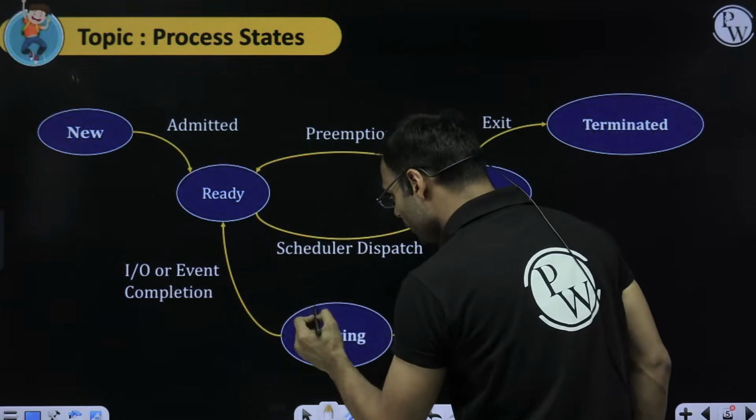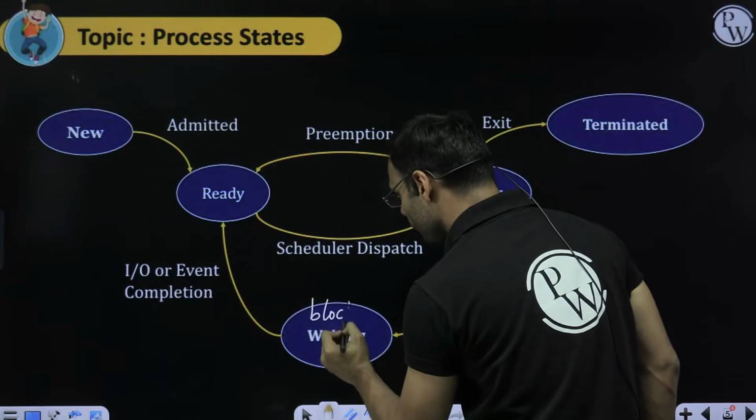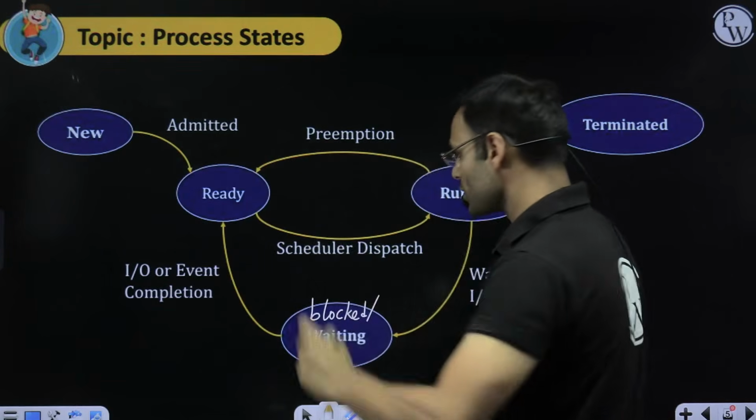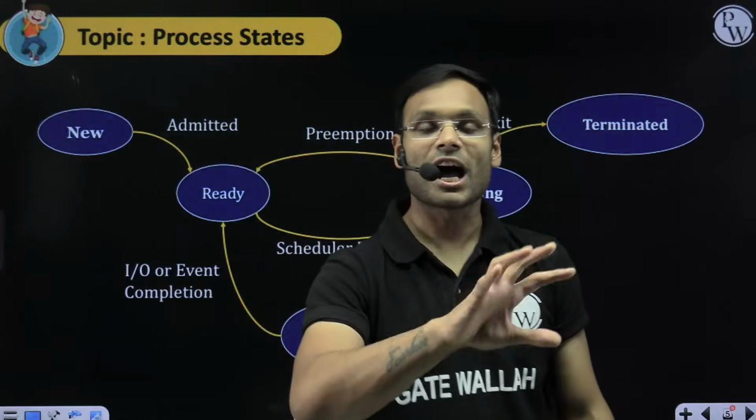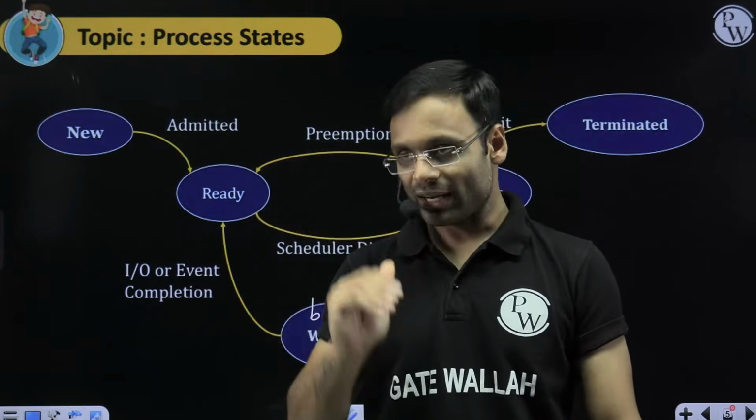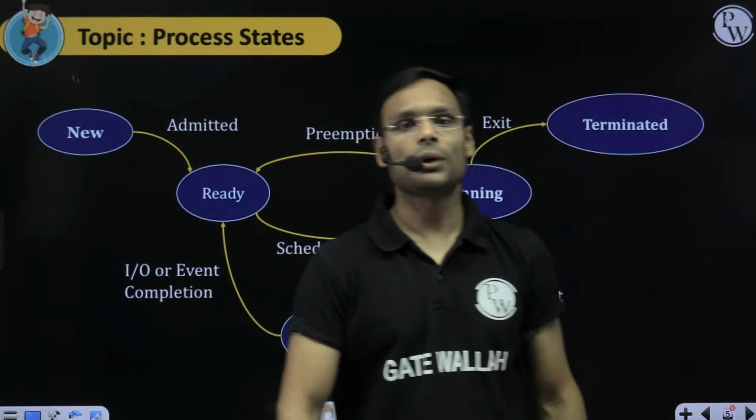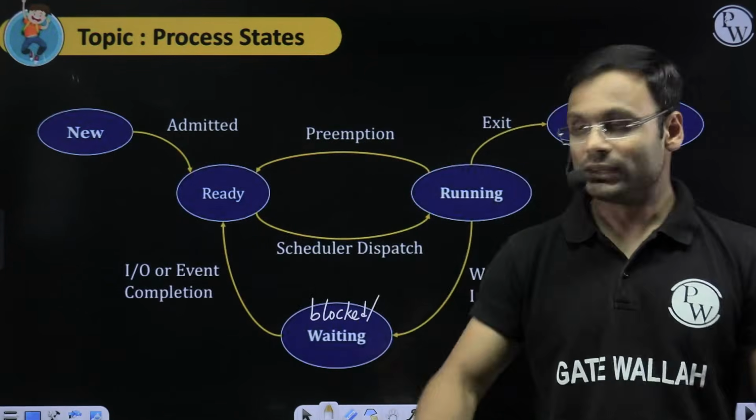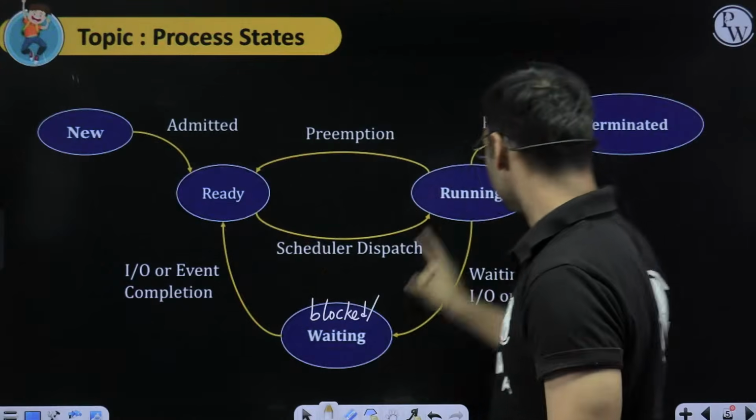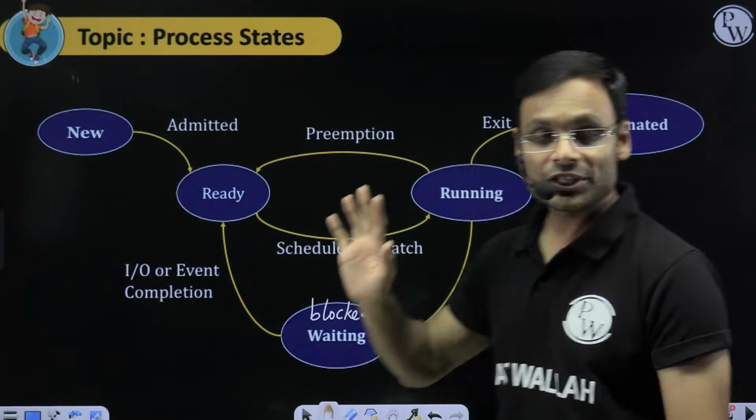Which state? Blocked state. Why? Just because the process is blocked until its IO operation is done. When the IO operation is done, the process will again try to execute. So the five states and their definitions are clear.